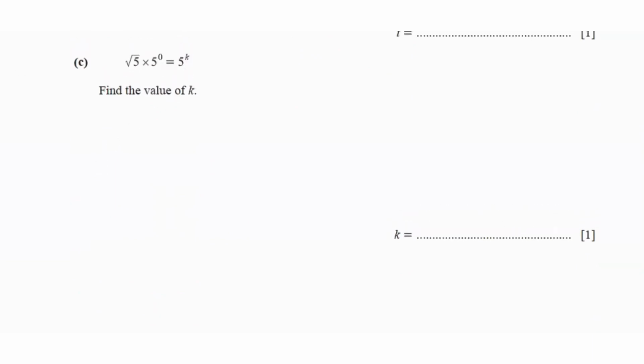Square root of 5 times 5 to the power of 0 equals 5 to the power of k. Whenever we are multiplying similar bases, we can combine them as a single base and add the powers. Going to do the same over here, but first we will rewrite the root as a power of 1 over 2.